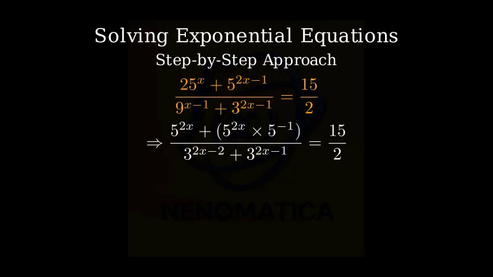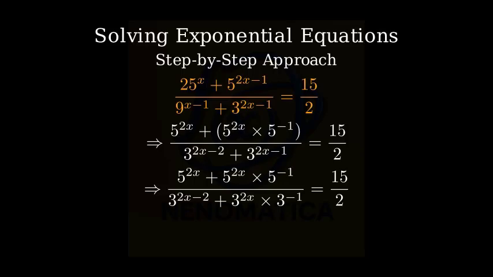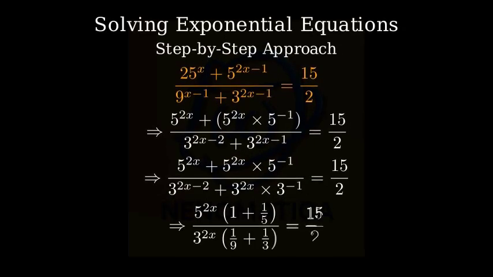Now, let's continue rewriting our expression. In the denominator's second term, 3 to the power of 2x minus 1 can be rewritten as 3 to the power 2x times 3 to the power of negative 1. Let's factor out the common terms in both numerator and denominator. In the numerator, we can factor out 5 to the power of 2x, leaving us with 1 plus 1/5.